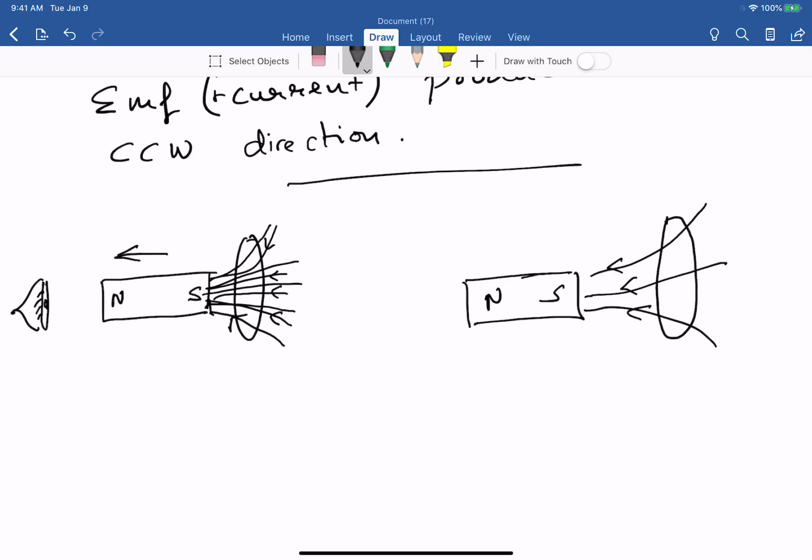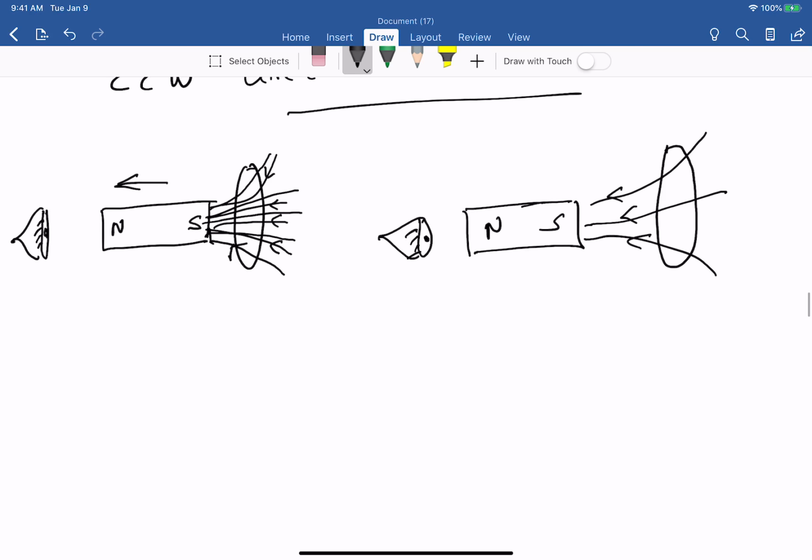Okay, so the question is, which direction will the EMF be produced from the perspective of the eye of the person viewing? And the person viewing is over here. All right, so you should try this on your own. You should pause the video and try this on your own and see if you can figure it out.